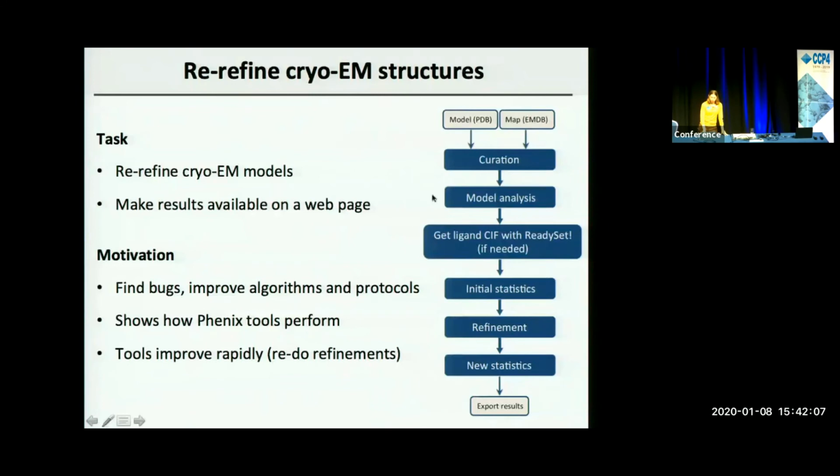We get some initial model statistics, such as how many chains, how many residues, and most importantly, are there any ligands? If there are any ligands, we have to get CIF restraints. And then we can move on and get initial statistics. That means we get model statistics, data statistics, and model versus data statistics. And then we can re-refine the model against the map. And then we get exactly the same set of statistics again, and we can compare.